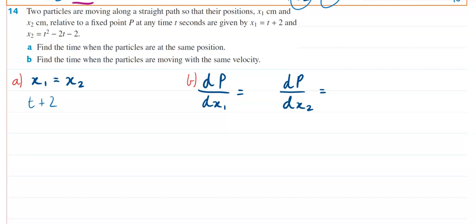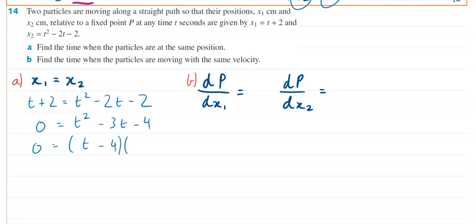So t plus 2 equals t squared minus 2t minus 2. And if I equate these, we're going to get t squared minus 3t minus 4 equals 0. Factorizing. So when t equals 4 and negative 1, we generally don't go backwards in time, so we would say that t cannot equal negative 1 and t just equals 4.